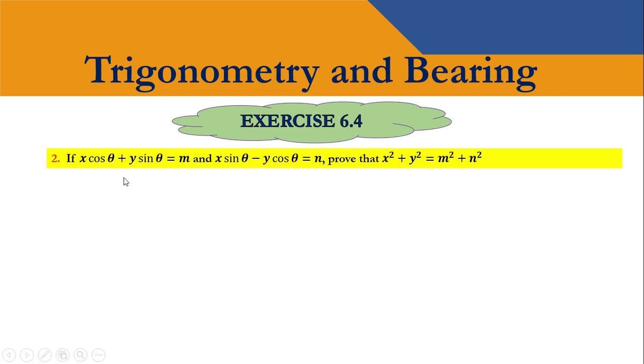Today we will start trigonometry and bearing exercise 6.4 and from question number 2. In this question we have been given two trigonometric identities and we need to prove the third one with the help of these two. So the first identity is x cos theta plus y sin theta equals m.